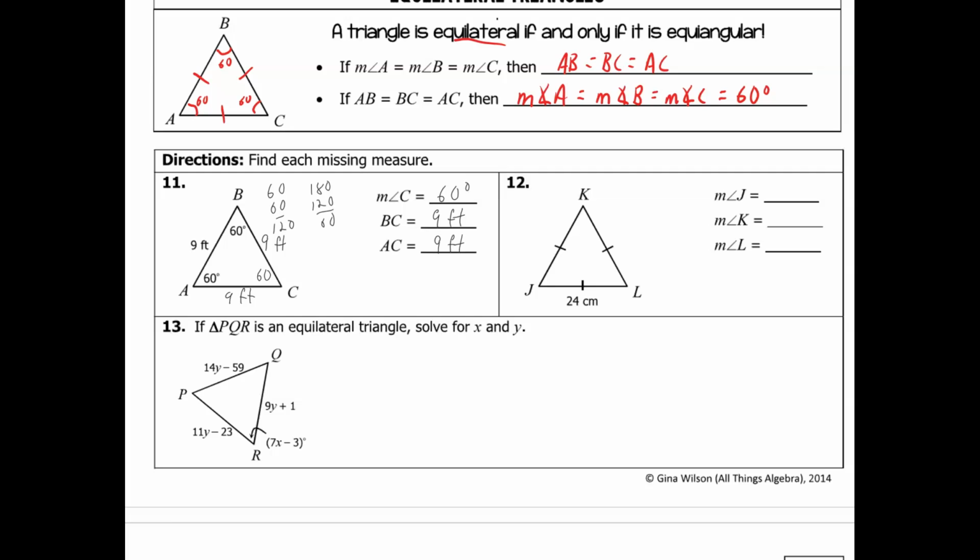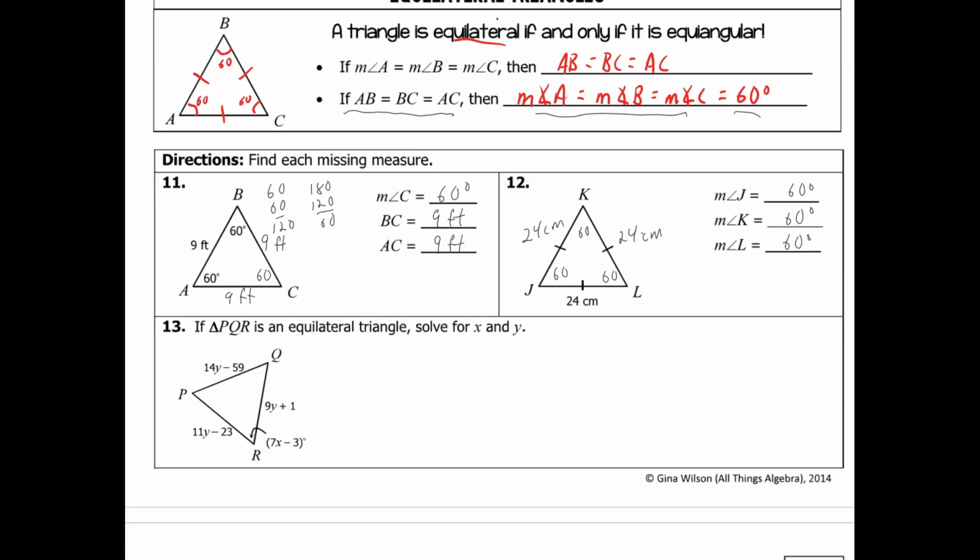In number 12, we're not told anything about the angles, but we know that it's equilateral because all of the sides are marked equal to each other. So all of the sides are 24. We're not asked that, but they are. That's what these marks mean, right? 24. But more importantly, in this case, it's therefore equilateral. And so we're kind of going to go by this sentence right here and say if all the sides are the same, all the angles are the same, and they're all 60. So all of these angles, 60, 60, and 60. All 60 degrees.